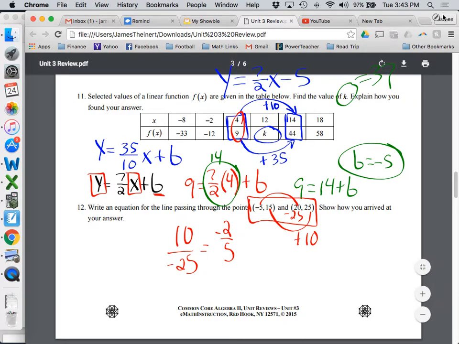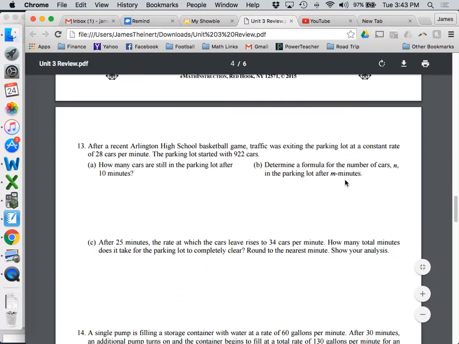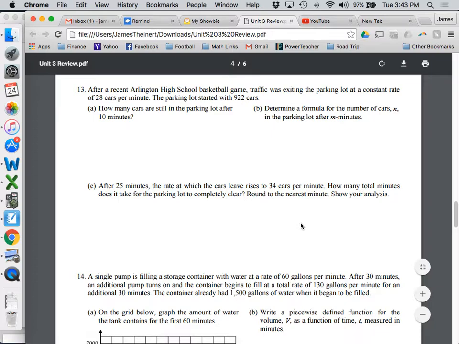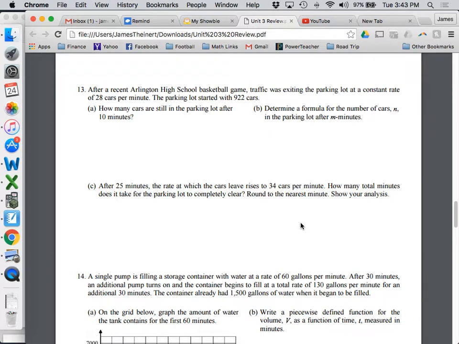And last one, number 13, asked you to do a high school basketball game. This is a piecewise function. Cars are going to park in a lot at a constant rate, 28 cars per minute, with a starting number of 922 cars. Most popular equation I saw was y equals 28x plus 922, which is really good, except that the number of cars should be going down. So if the number of cars is going down, this 28 has to be negative.